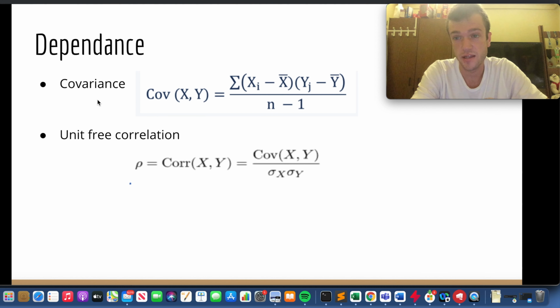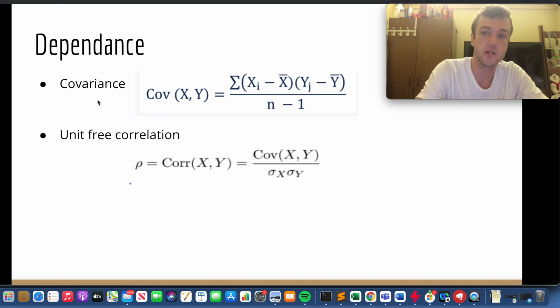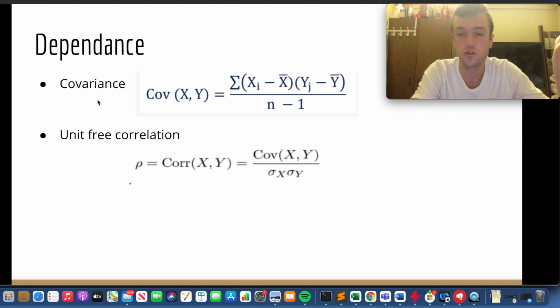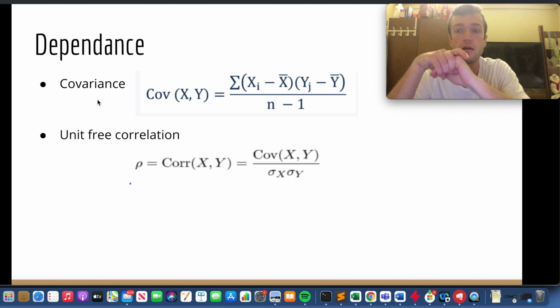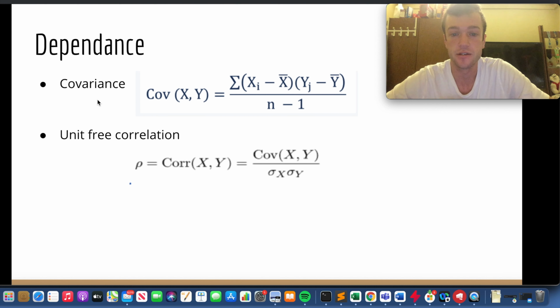But the issue with that is if we're in different units, that makes things chaotic. If the distribution is in thousands of dollars, what is the distribution in pounds? What if the distribution is in cents? It's hard to come to terms with that and have a good understanding of the relationship. So to find the unit free, we divide the covariance by the standard deviation of x and y to get a unit free correlation.